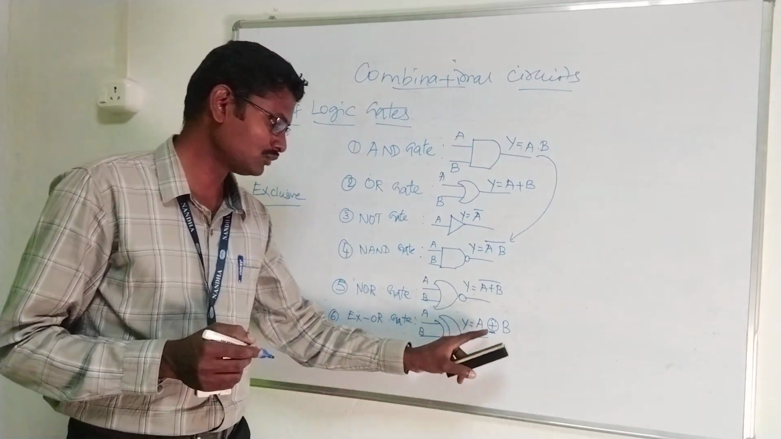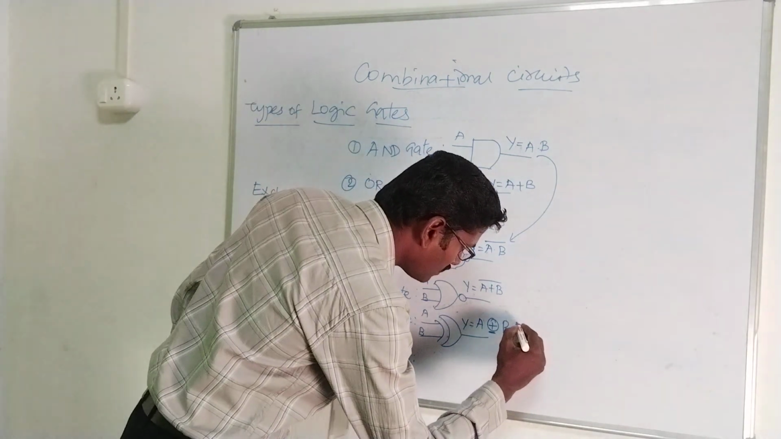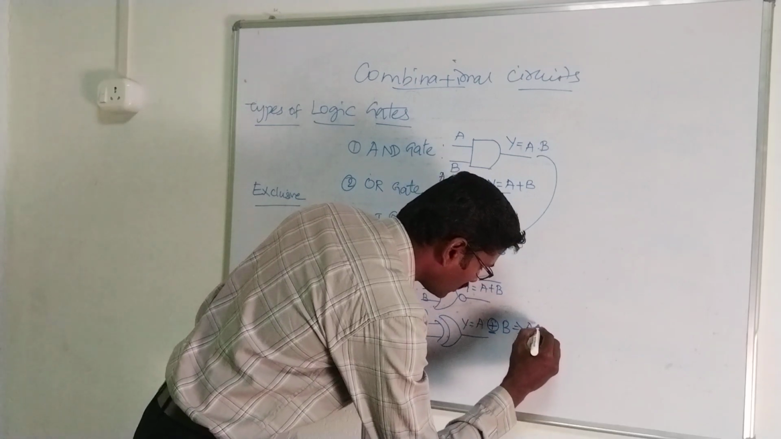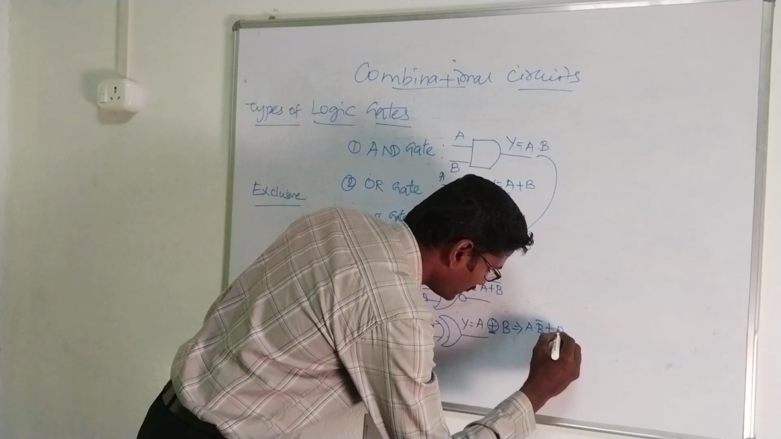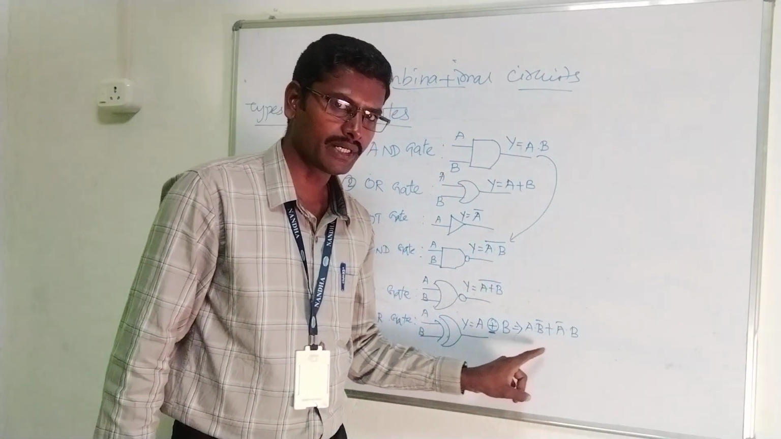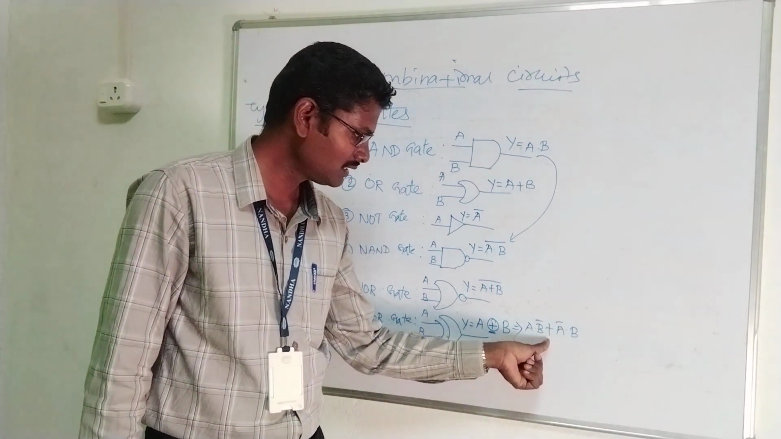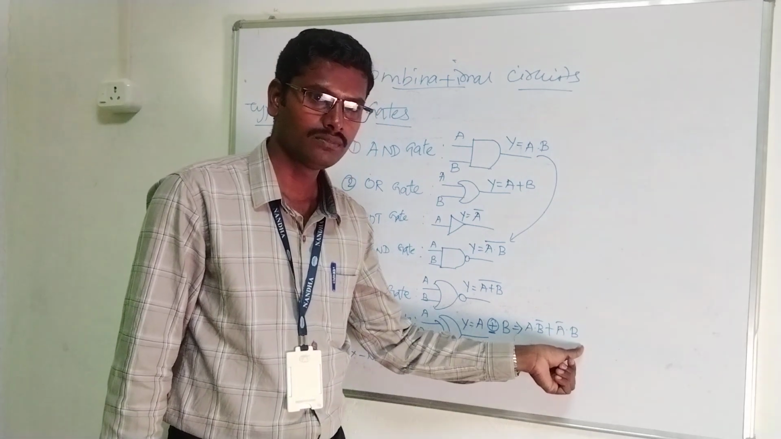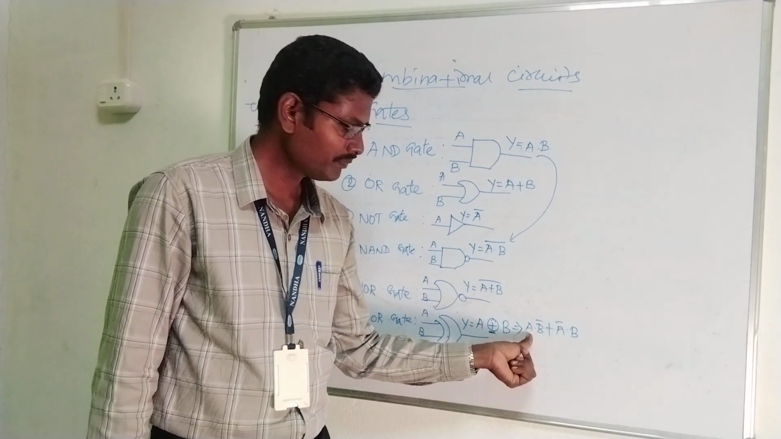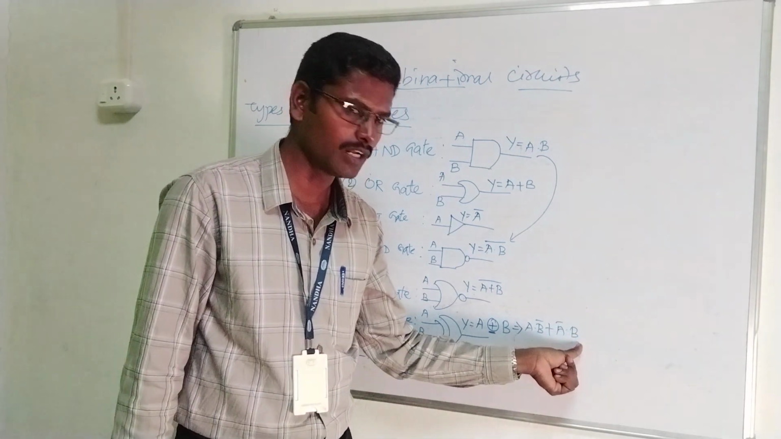Plus over the circle is known as XOR, A XOR B, which can also be equal to A dot B bar plus A bar dot B. So here we got two product terms. A dot B bar is a product term, plus A bar dot B is another product term, right? Here A is in uncomplemented form and B is in complemented form. In the second product term, A is in complemented form and B is in uncomplemented form, right?